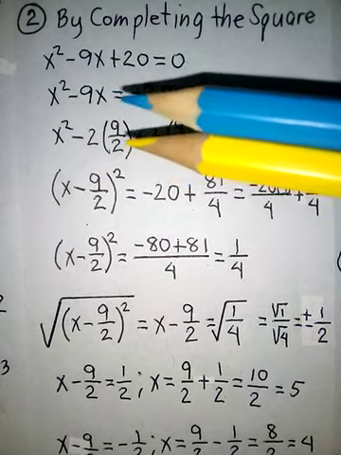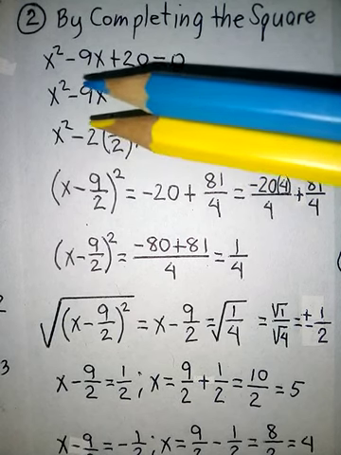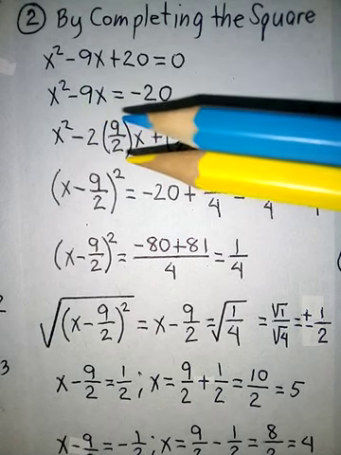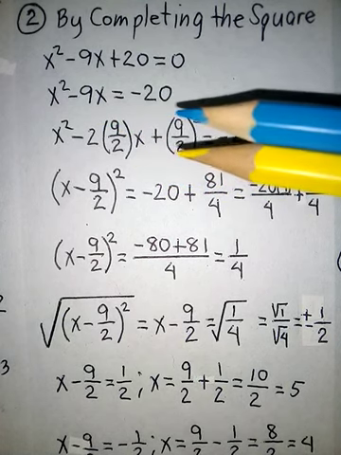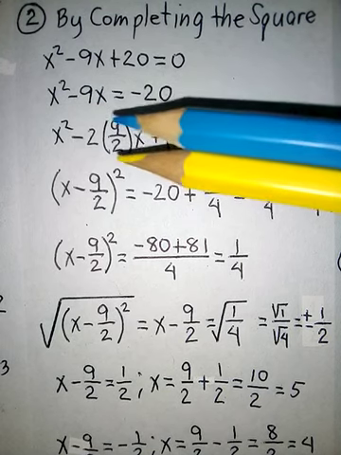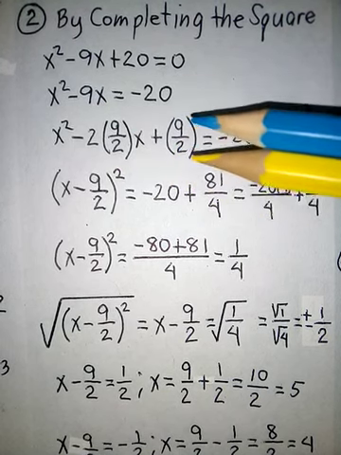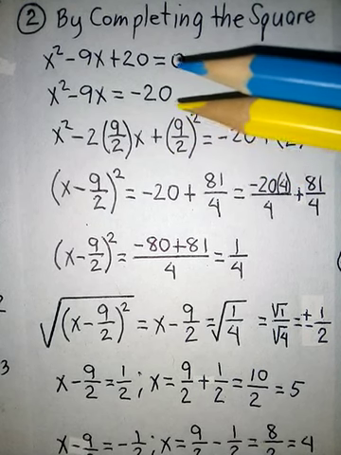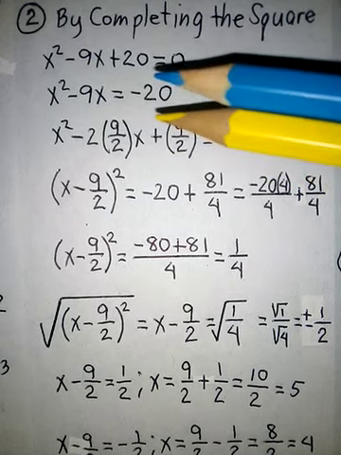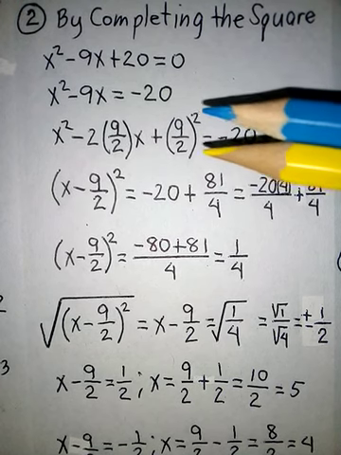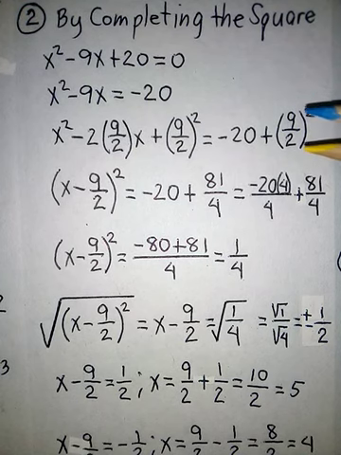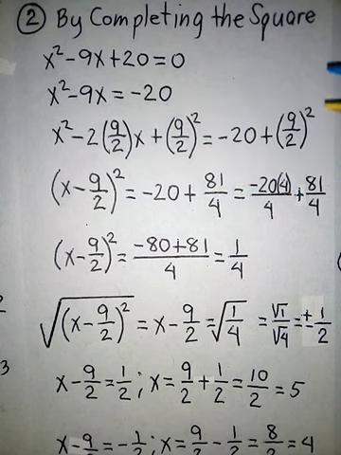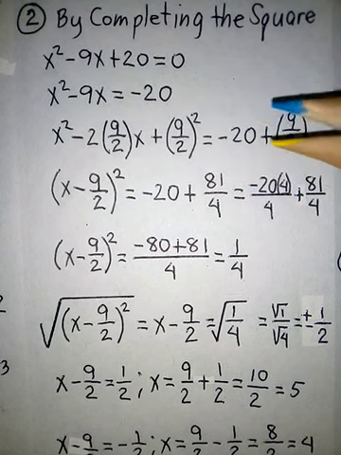So, minus, and then, always divide this coefficient by 2, and then get the square of this term, 9 over 2. So, quantity 9 over 2 squared. And then, on the right side, we have still negative 20. And so, we added 9 over 2 quantity squared, so we also must add quantity 9 over 2 quantity squared on the other side. So this will be cancelled out, so it will not affect our equation.